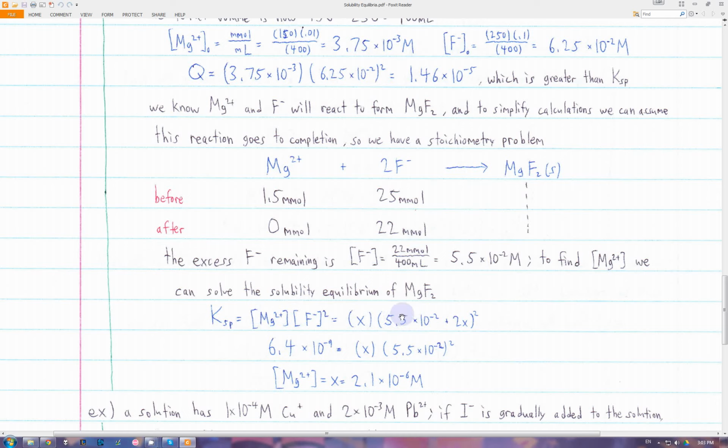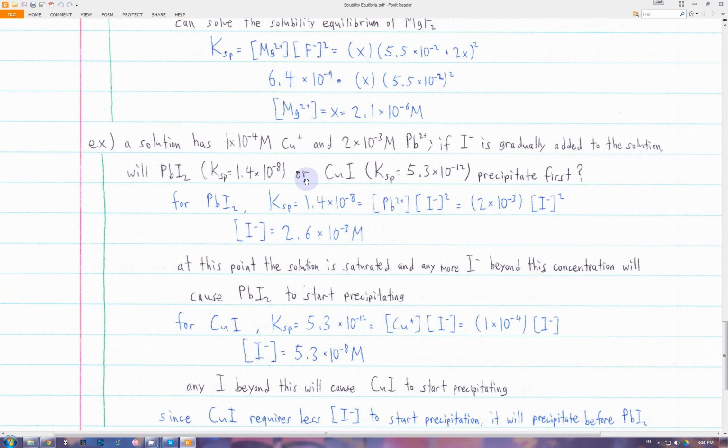So using the 5% rule to ignore this 2X, we can solve for X, which will be the concentration of magnesium, and also the solubility of magnesium fluoride.